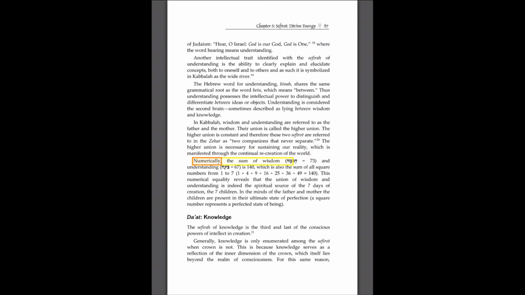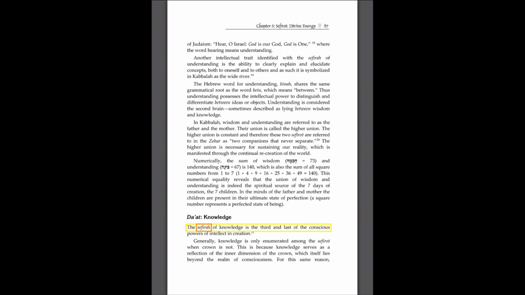Numerically, the sum of wisdom, which equals 73, and understanding, which equals 67, is 140, which is also the sum of all square numbers from 1 to 7: 1, 4, 9, 16, 25, 36, 49 equals 140. This numerical equality reveals that the union of wisdom and understanding is indeed the spiritual source of the 7 days of creation, the 7 children. In the minds of the father and mother, the children are present in their ultimate state of perfection. A square number represents a perfected state of being.